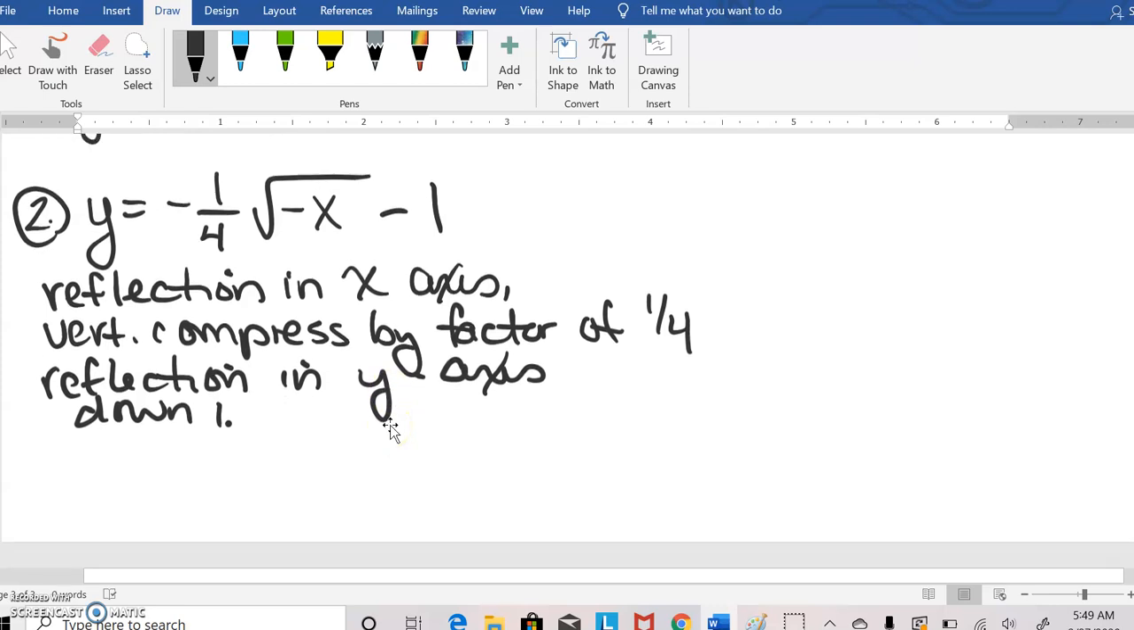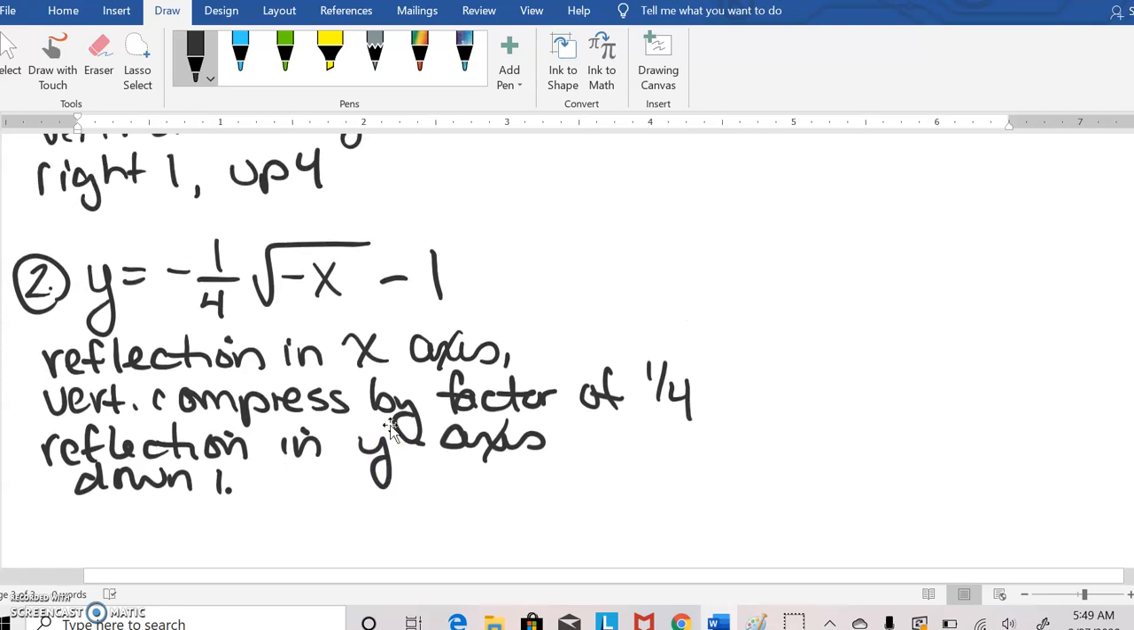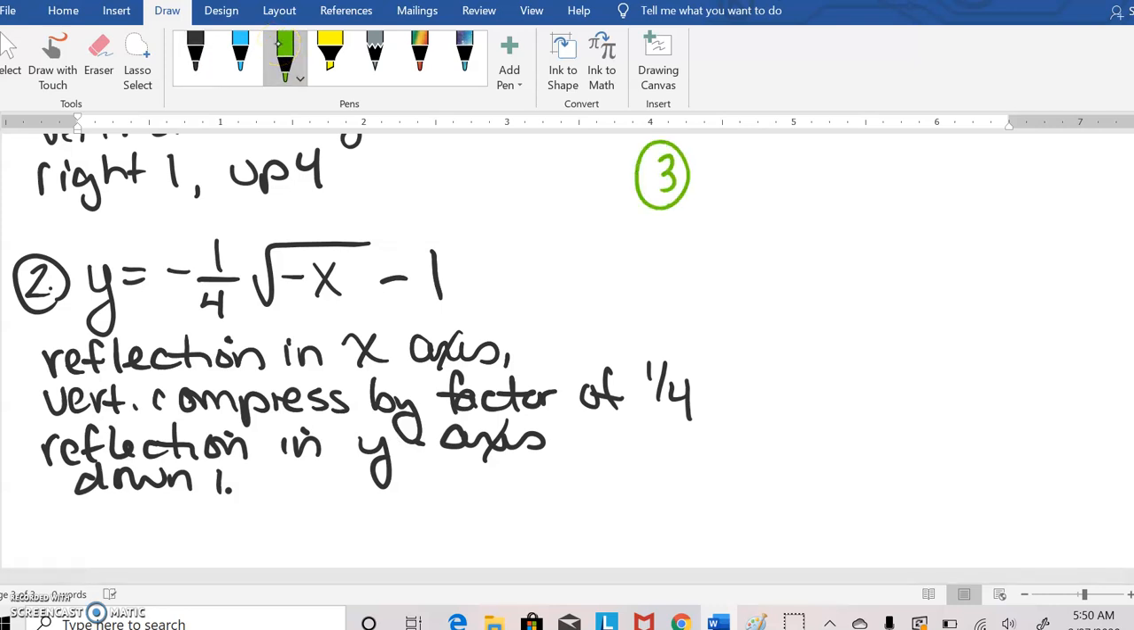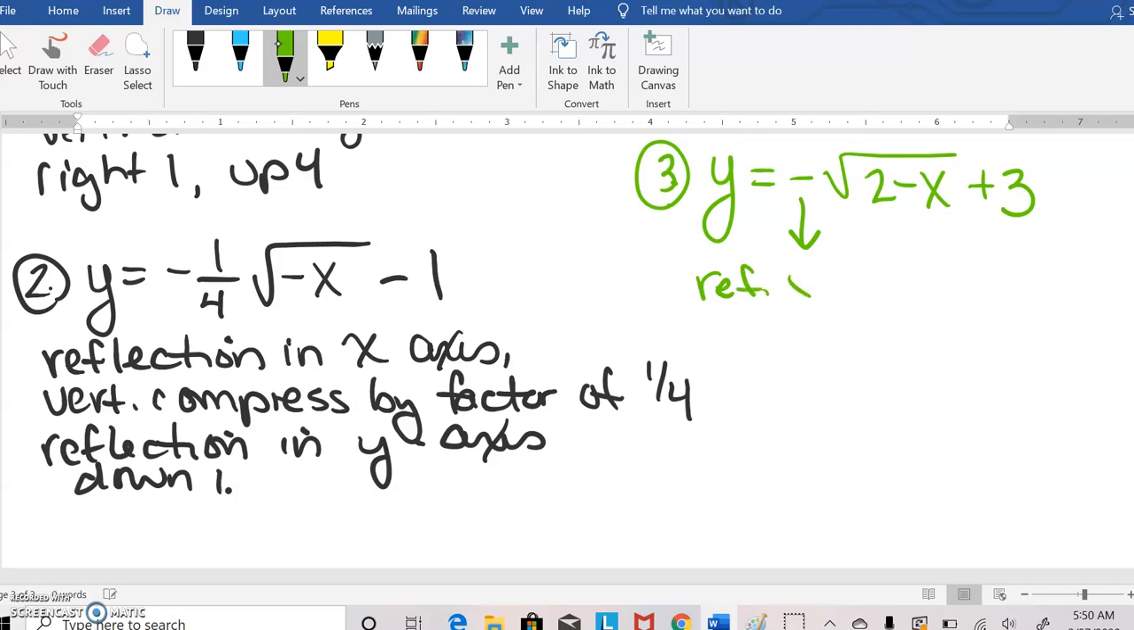So let's look at one more together. And let's see what we're doing here. So this negative is a reflection in the x-axis.